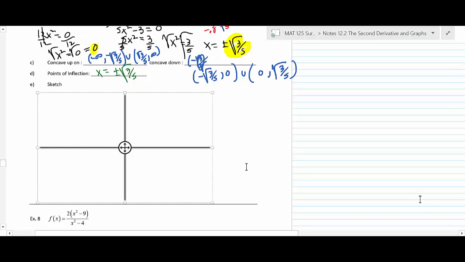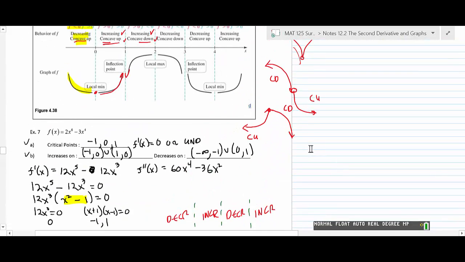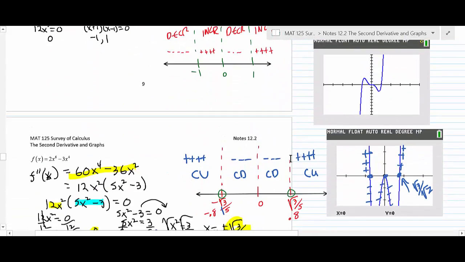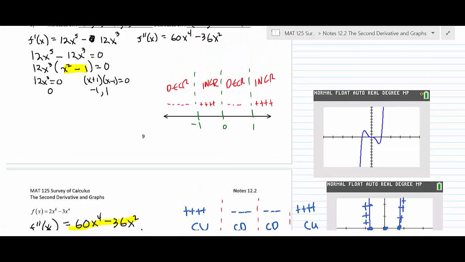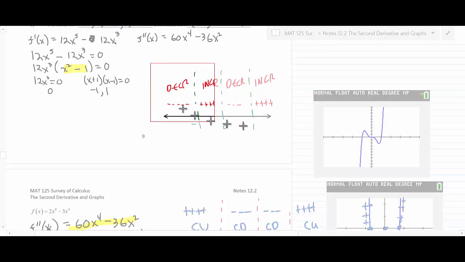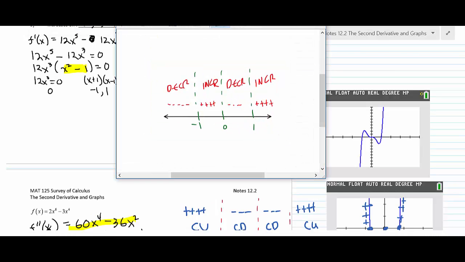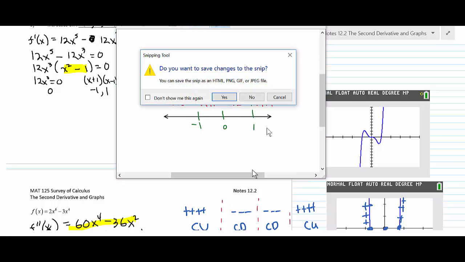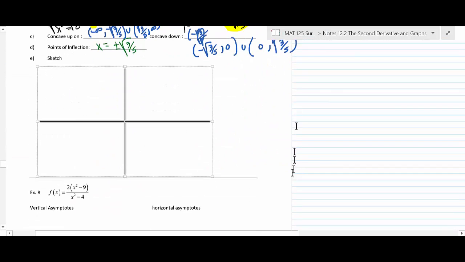So let's draw an axis. Really what I'm going to do is look at the sign chart. I'm going to take a snapshot of this so I can refer to it as I'm going over this.